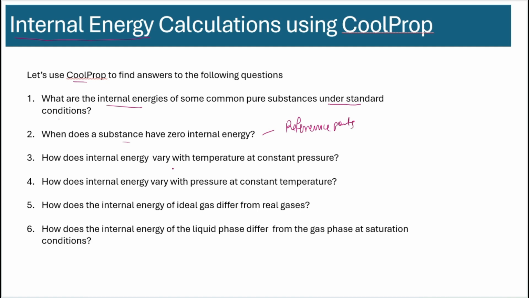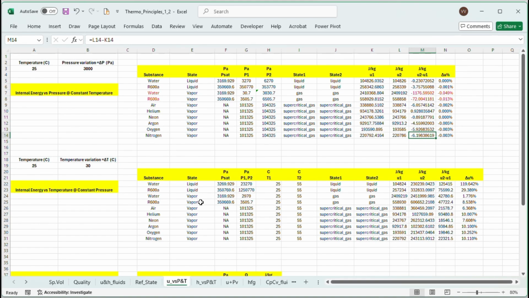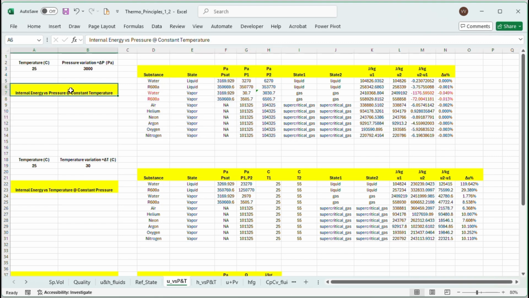And how does the internal energy vary with temperature at constant pressure? So let's answer that again using the Excel file. So you can go to the U versus PNT tab, and in the beginning you have a constant temperature process with different pressures. So how does the internal energy change when the temperature is constant?